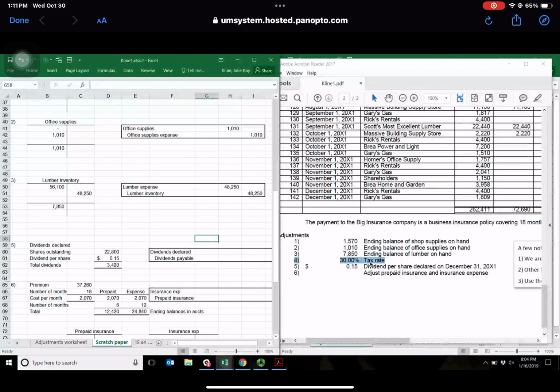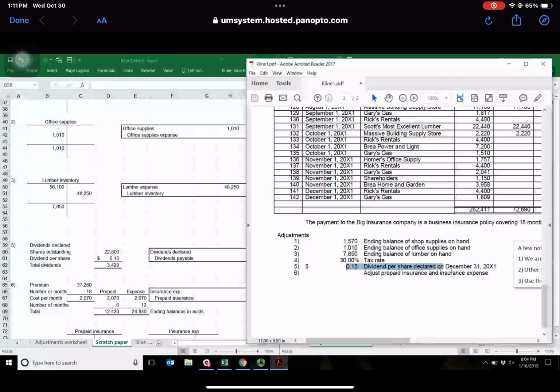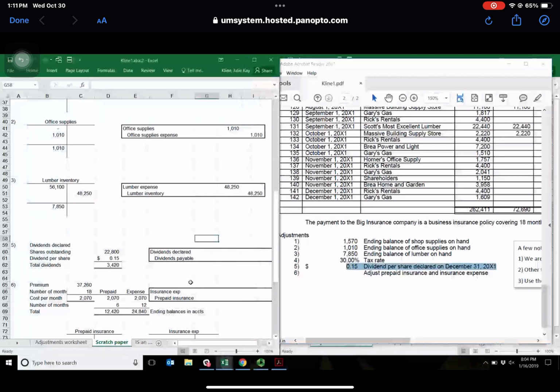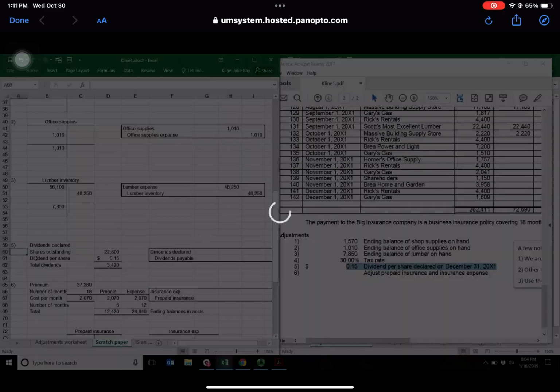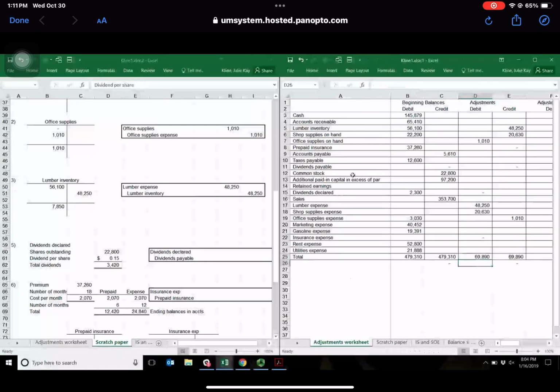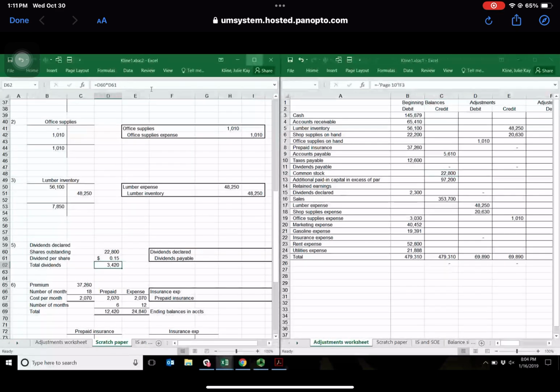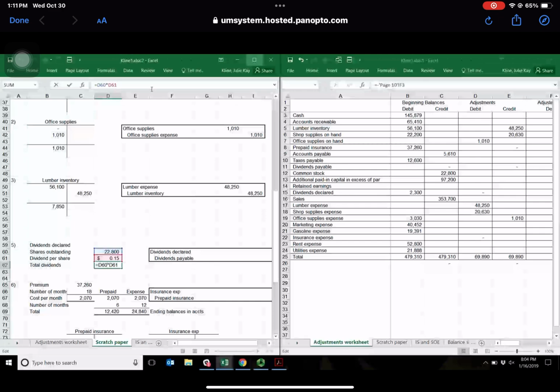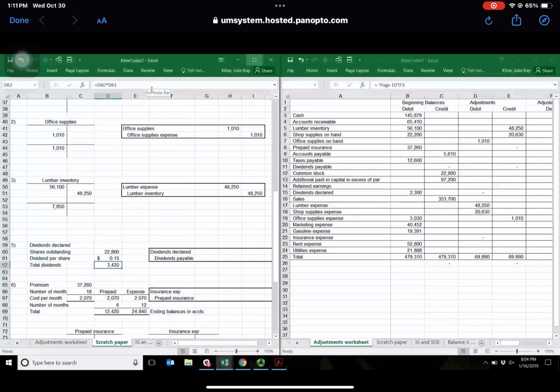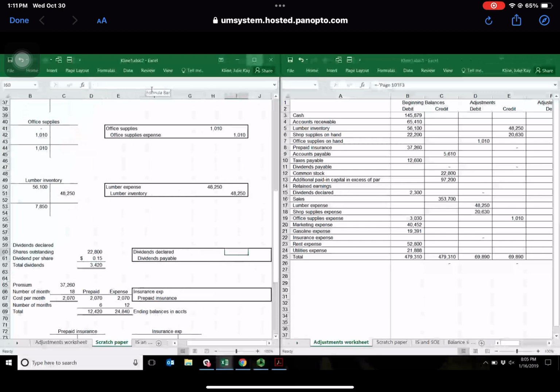So number 5, dividend per share is declared. So that means every single shareholder gets a 15-cent dividend. So where we start is we go to our dividend. Well, we have 22,800 shareholders. They each get a 15-cent dividend. So that means our total dividends that we're declaring at the end of the year, 15 cents per share, are $34.20. So we debit dividends declared, which means we're paying out some of our earnings.